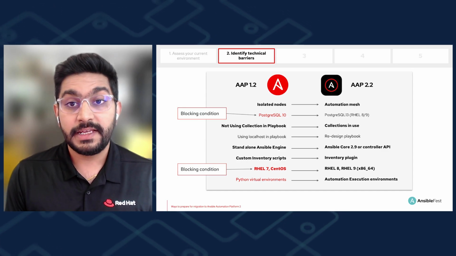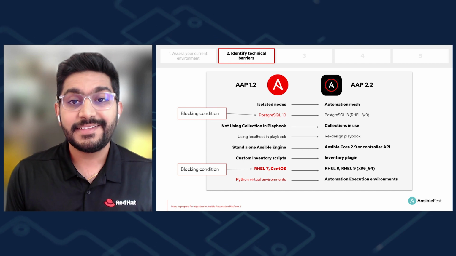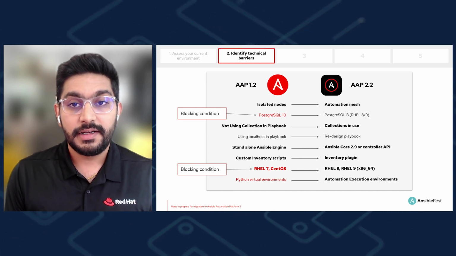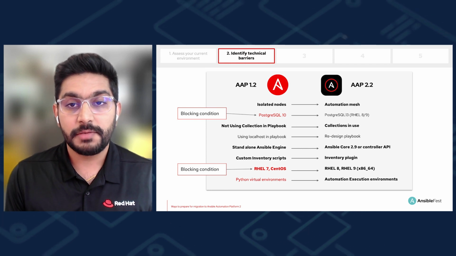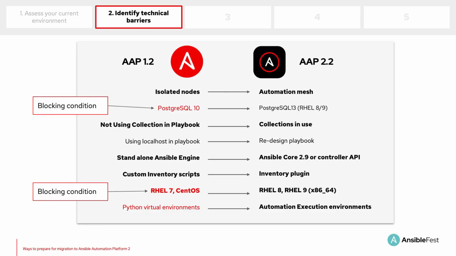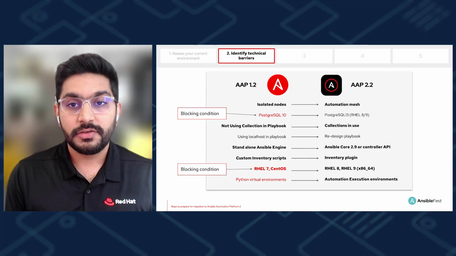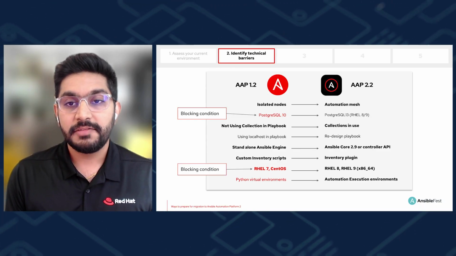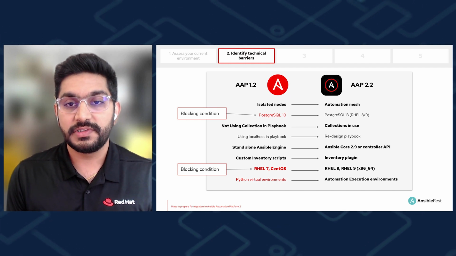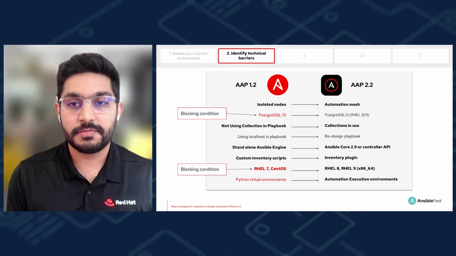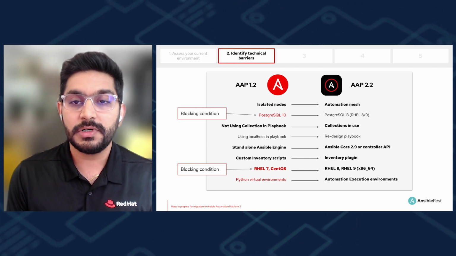Wave 2, identify technical barriers. So let's discuss the extensive list of technical requirements. I'll touch upon each of the features briefly to help you understand how they affect your migration strategy. So number 1, isolated nodes have been converted to automation mesh. So isolated nodes was a feature of Ansible Automation Platform 1. They were essentially headless Ansible Tower nodes that can be used for local execution capacity. They have been replaced by the nodes in the automation mesh network.